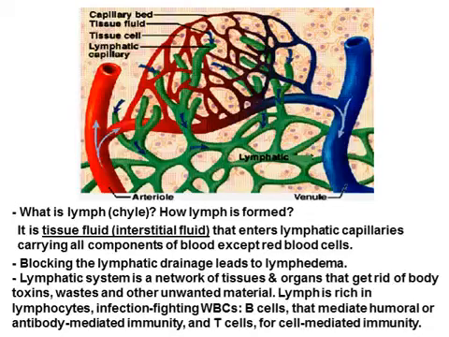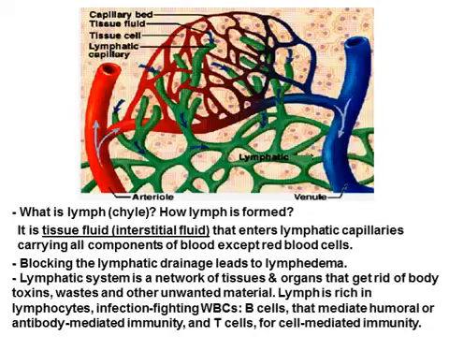So it is the fluid between the cells, it's called interstitial fluid, that enters the lymphatic capillaries carrying all the components of the blood except the red blood cells. If you block the lymphatic system, what will happen? What will happen is the tissue fluid will stay in the interstitial space, causing swelling, and this swelling is edema, so it's called lymphedema. So blocking of the lymphatic drainage will lead to lymphedema.